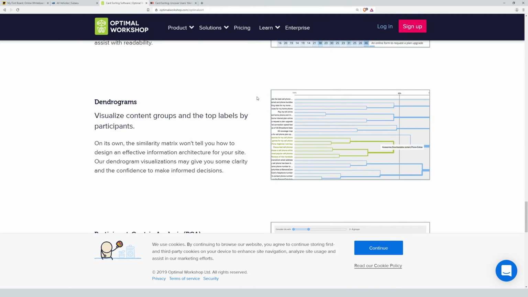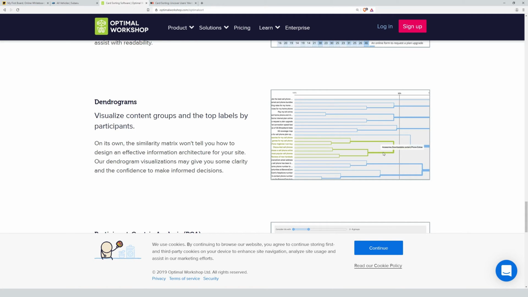Also, my personal favorite is called a dendrogram, which looks sort of like tree branches. These tree branches are combined when different cards are linked together. When you have really thick tree branches, that's a way of the program telling you this was a pretty common group where there's a lot of overlap. And the further the little vertical slices are here to the left, the more agreement there was in participants.